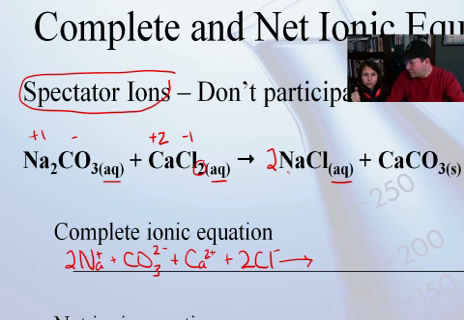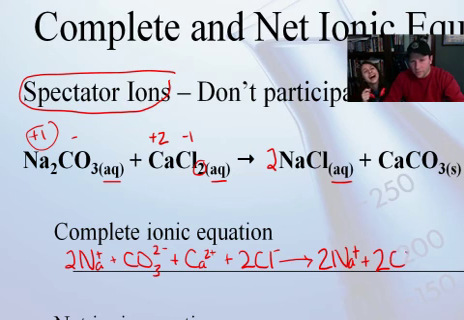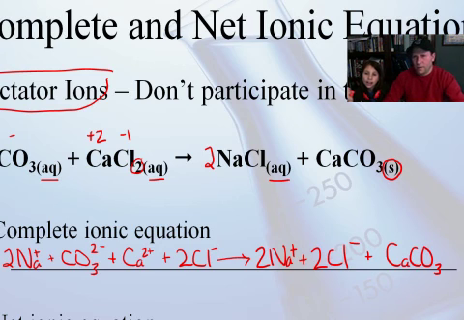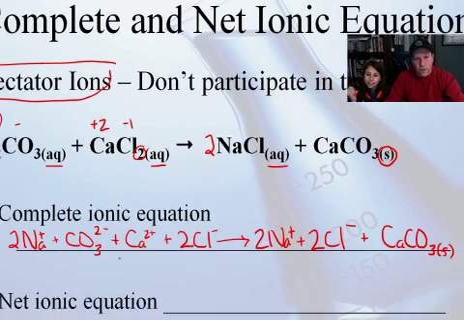How many sodiums do we have? 2. 2 Na+. See how the Na had a +1? And how many chlorines? 2 Cl minuses there. And we now have this calcium carbonate. But look at this guy. It's a solid. See that? So guess what? It is not going to dissociate. Solids don't dissociate. We only dissociate the aqueous ones. We just leave it alone and write it down as CaCO3. I'm going to go ahead and throw a solid here.